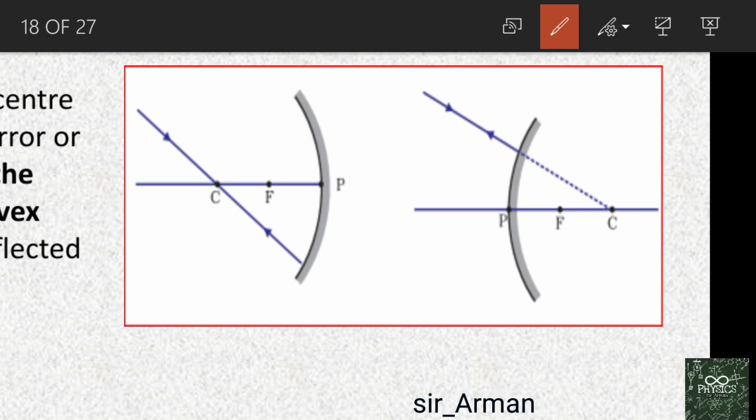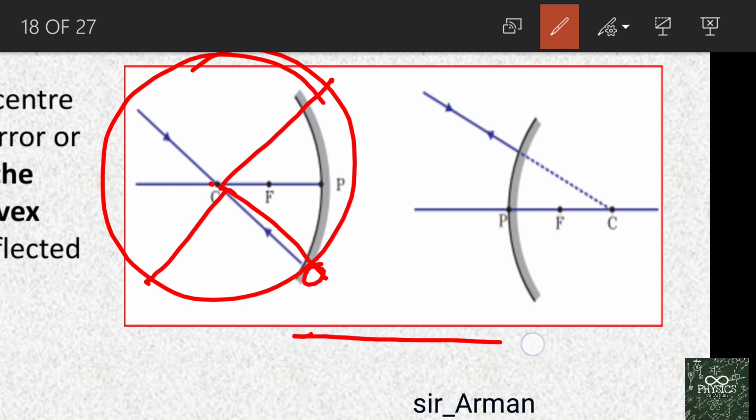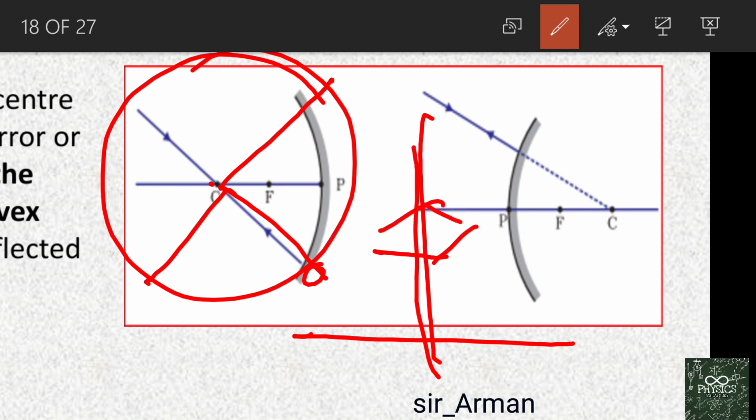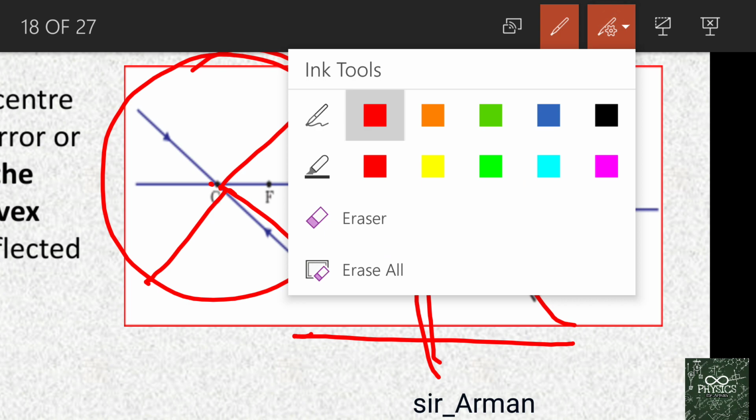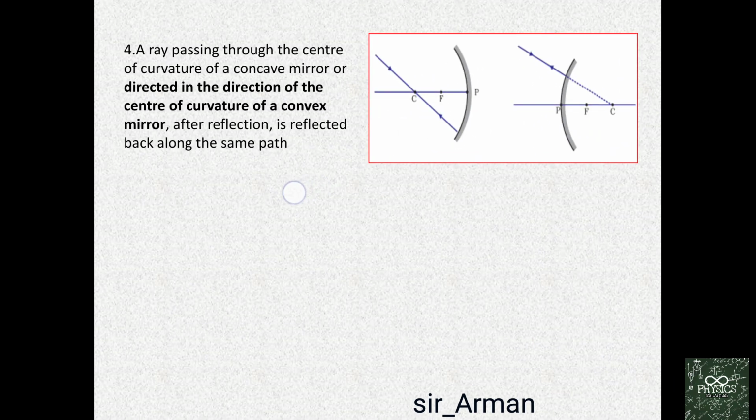Because the line from the center makes an angle of 90 degrees. At all points on the circle, the line from the center makes an angle of 90 degrees. So when a ray is incident at 90 degrees on any surface, after reflection it will move back with the same angle. If you draw an imaginary line from the center, it will make an angle of 90 degrees here, and similarly it will make an angle of 90 degrees here. So if the ray is coming at 90 degrees, it will reflect back with the same angle. So these are the rules that we will use to obtain the image.